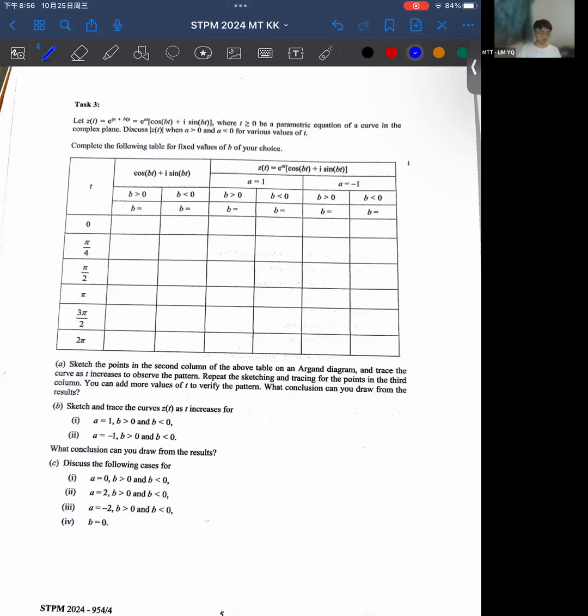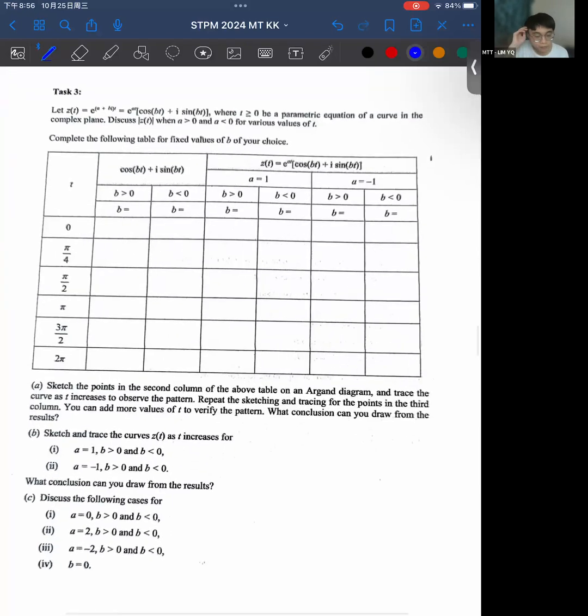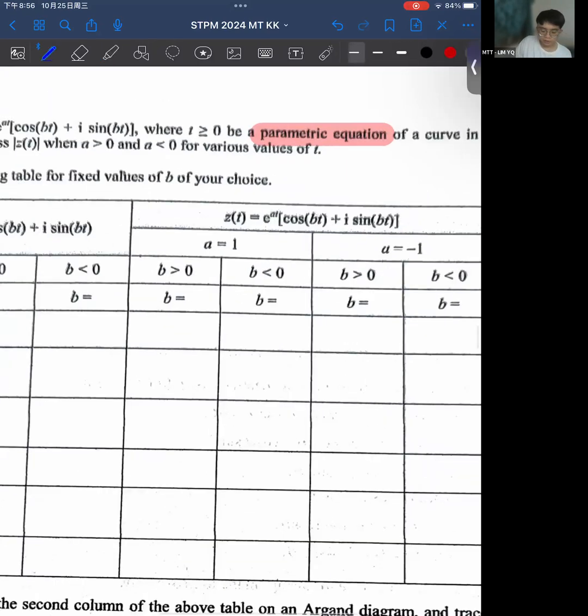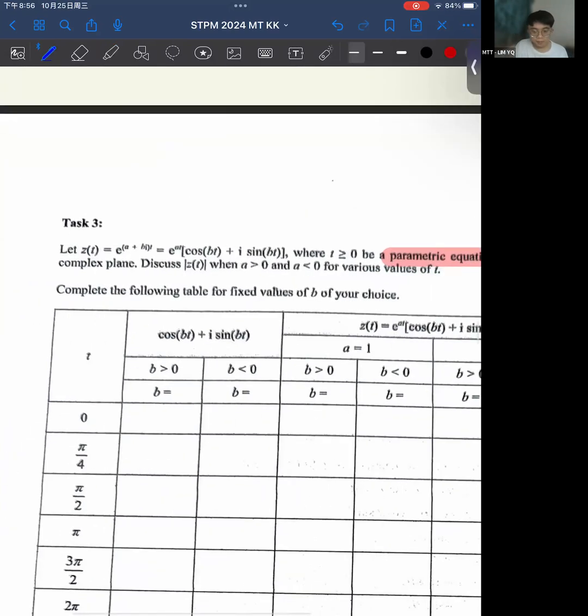Now task 3. Actually, here is something I only noticed today. Here is a new concept for you, which you will learn in chapter 5 only. It's what we call the parametric equation. I feel a bit unfair for you, because I also didn't notice. But it is okay. Later on, we will still learn. But for now, I will teach you what to do.